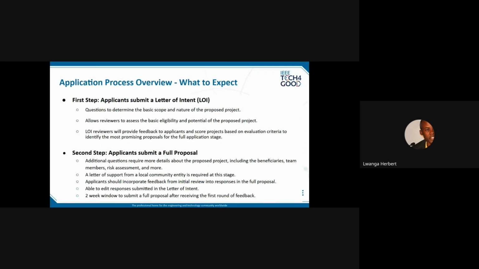So what should we expect as far as participating in Tech for Good proposal submission is concerned? The first stage is the submission of the letter of intent. Like I said earlier, questions to determine the basic scope and the nature of the proposal that you are proposing are open for you to attend to. This also allows reviewers to assess the basic eligibility and the potential of your project.